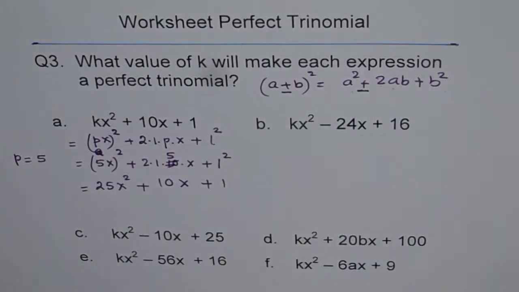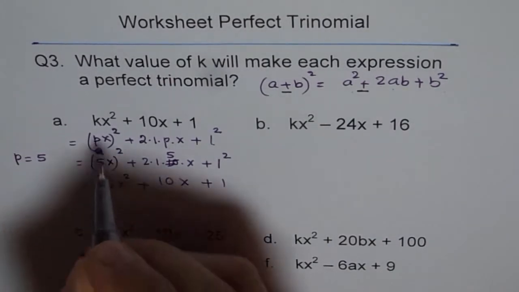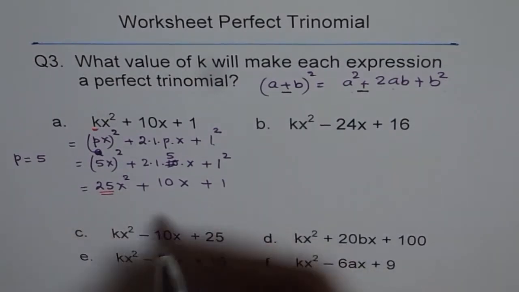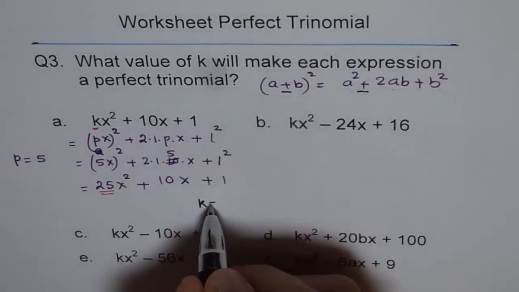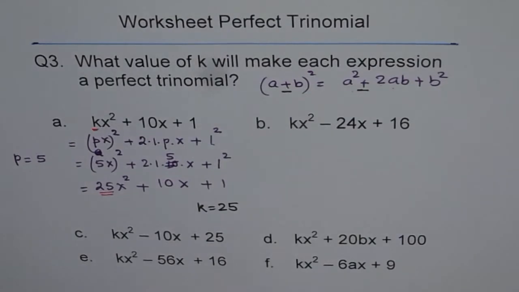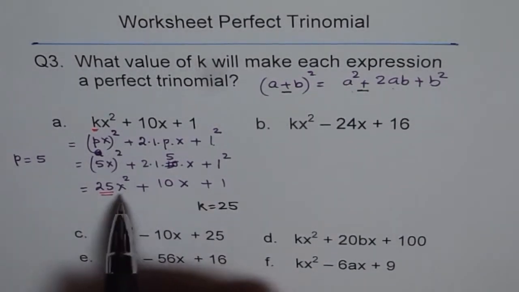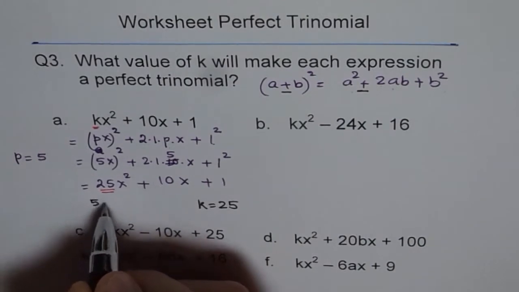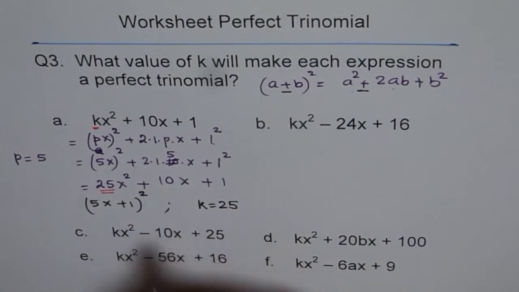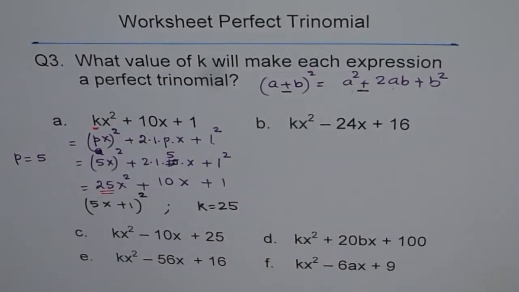Now let's compare these two equations, right? So we find that k should be 25. So we get a value of k which is 25, correct? So we can write here as our answer k equals 25. Do you see that? That is the answer, k equals 25. And if you factor this, what will you get? You will get (5x plus 1) whole square. So it becomes a perfect square, right? For k equals 25, this trinomial becomes a perfect square. So that is the way to do it, right?